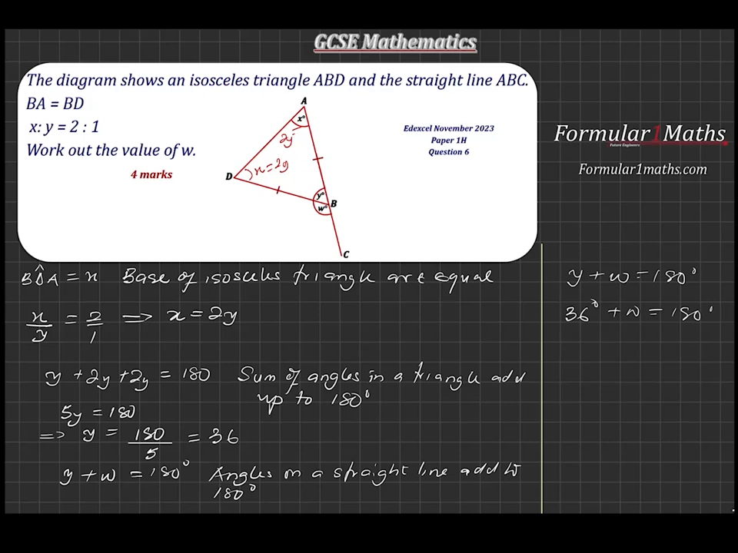We can now solve for w. So w will be equal to 180 degrees minus 36 degrees. And that will give us w is 144 degrees. And that's the required value of w.